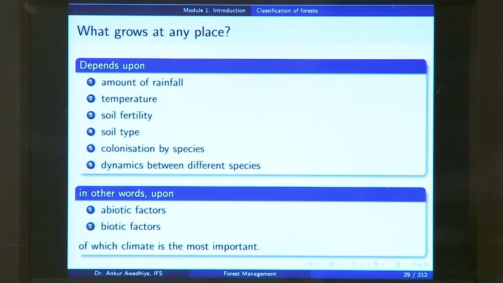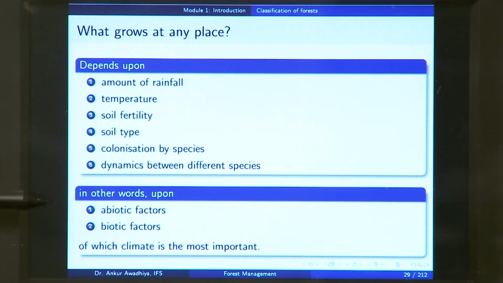whether there are birds that are able to bring the seeds to an area, whether there are herbivores that are eating up the saplings that are coming to that area, whether there are insects that are destroying the saplings in their early stages, whether there are some weeds that are outcompeting the plants in that area. So, all of those are referred to as the biotic factors.